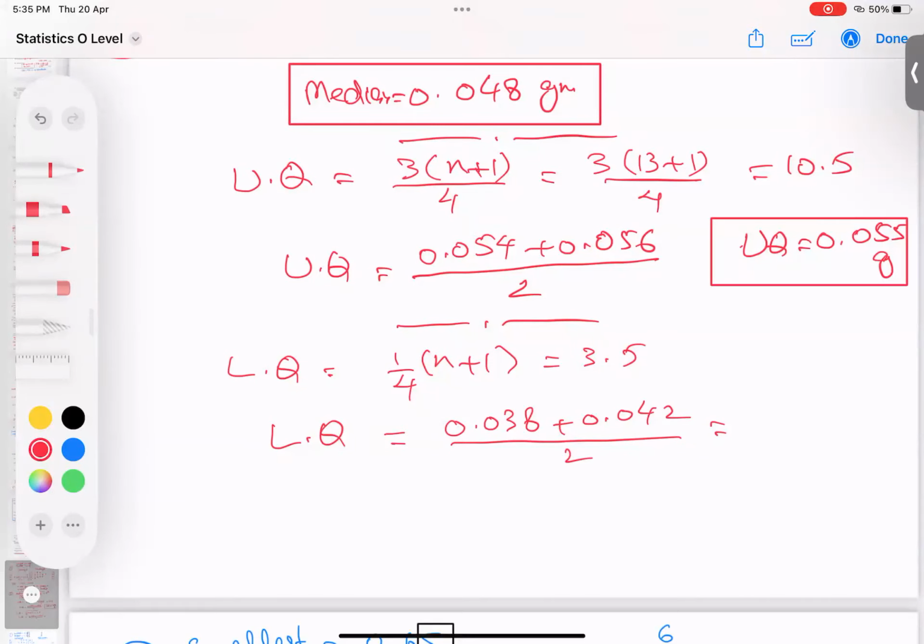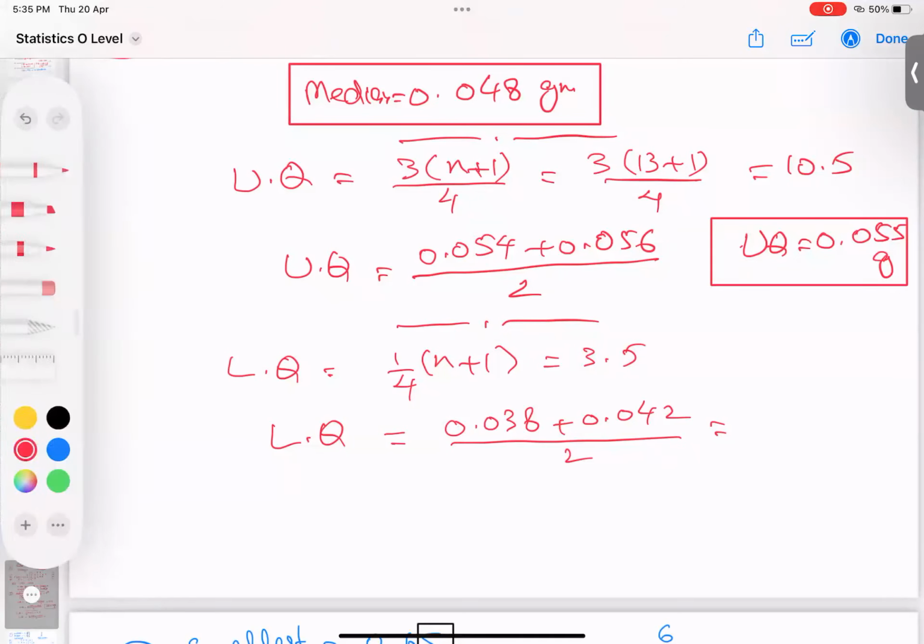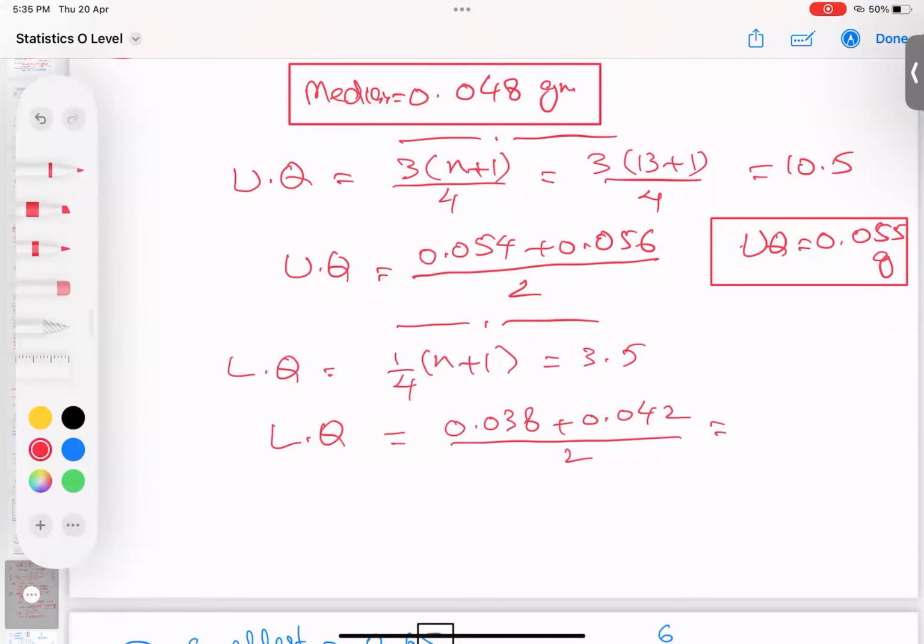Wait a minute. 1 minute, please. Let me recheck it. Check again. Yeah, correct. 40. 0.040 grams is my lower quartile.